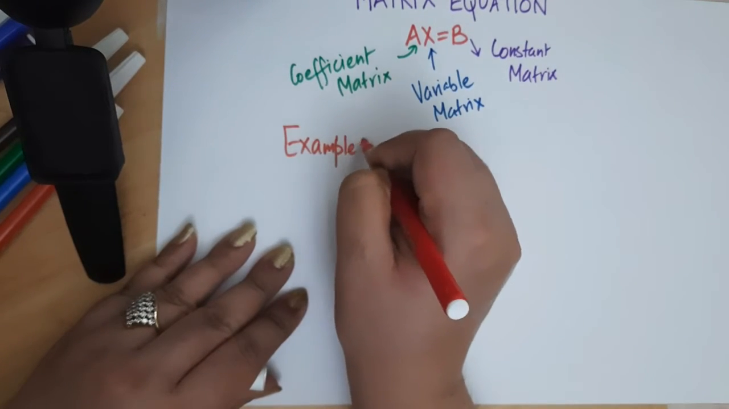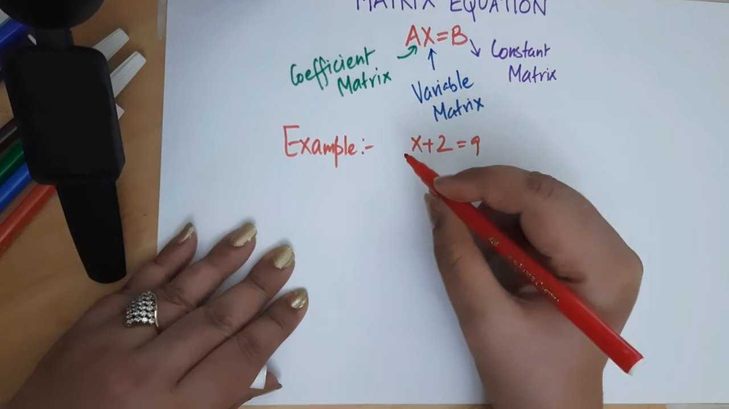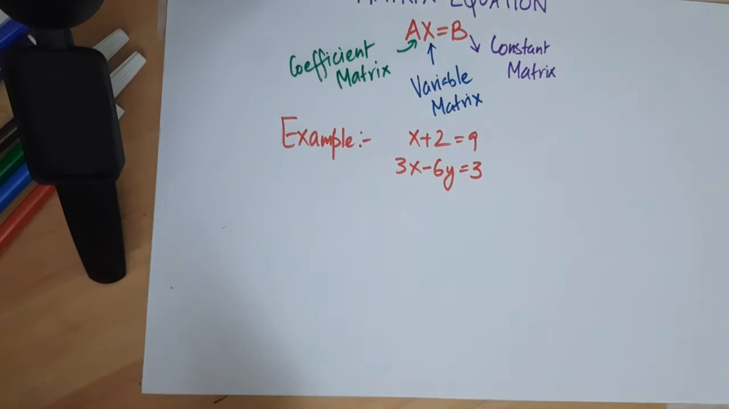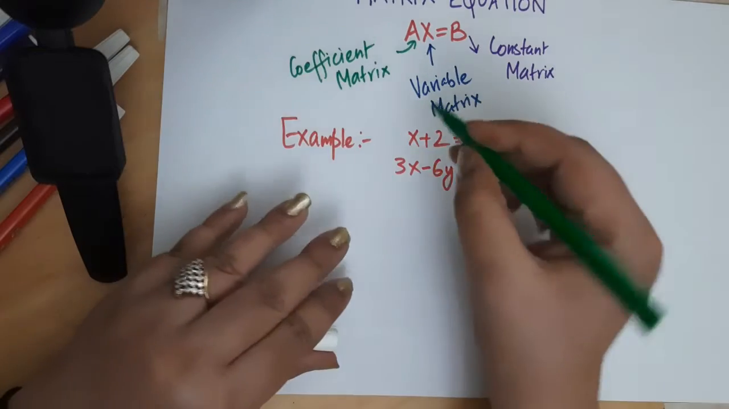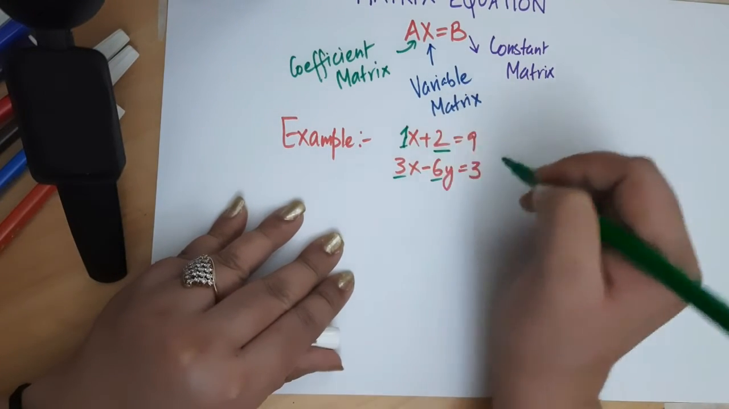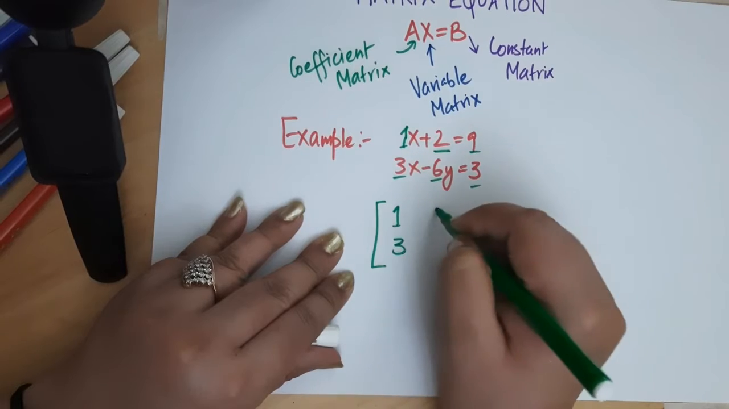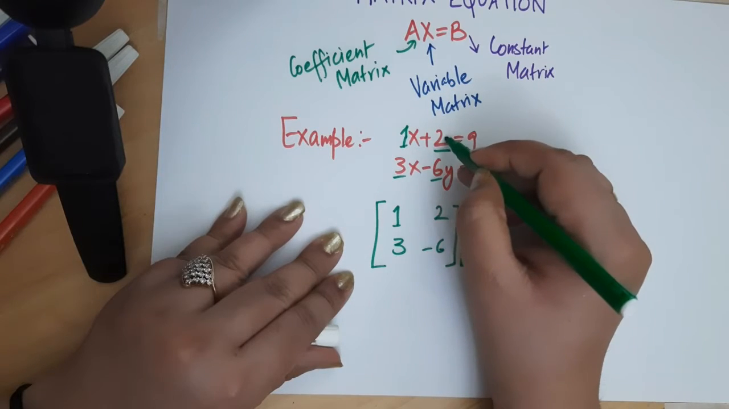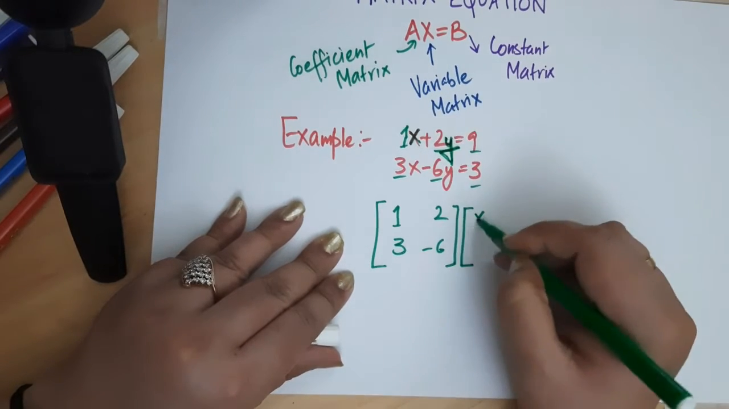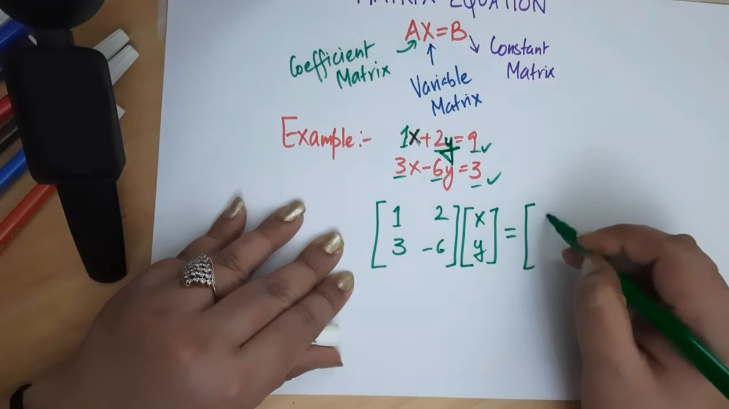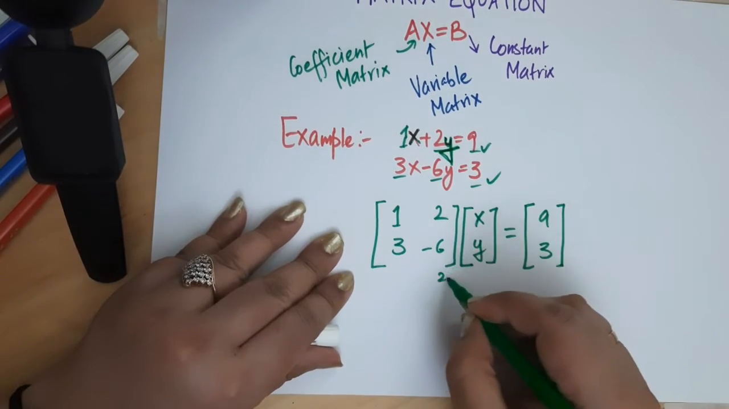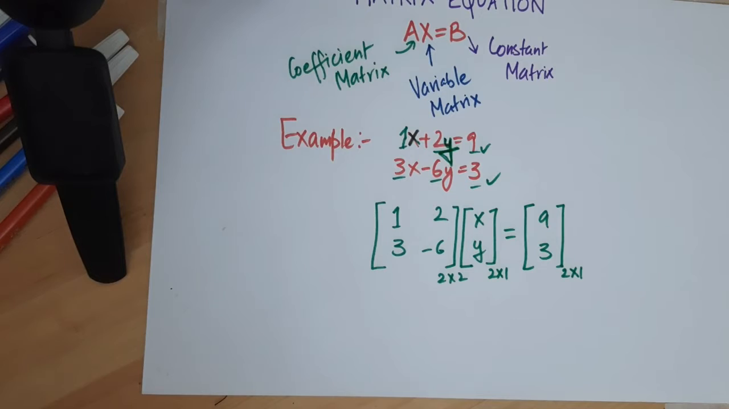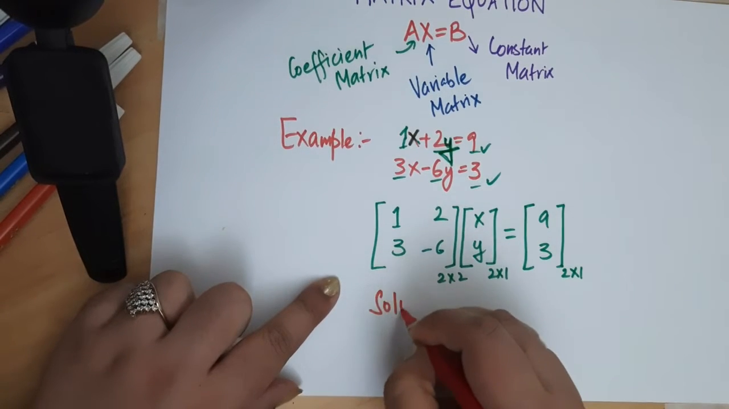Let's take an example to understand a matrix equation. x plus 2 equal to 9 and 3x minus 6y equal to 3. So let's mark these equations 1 and 2 and write their coefficients. Here's a correction, y is missing in the first equation, so it has to be x plus 2y equal to 9. So we can write the coefficients as the matrix 1, 3, 2, negative 6, the variable matrix as x and y, and the constant matrix as 2 cross 1, which has elements 9 and 3.